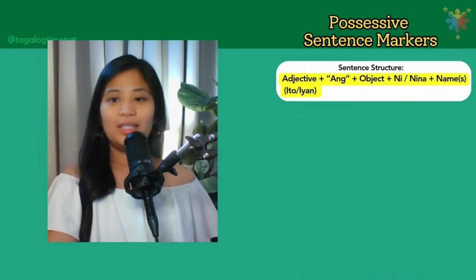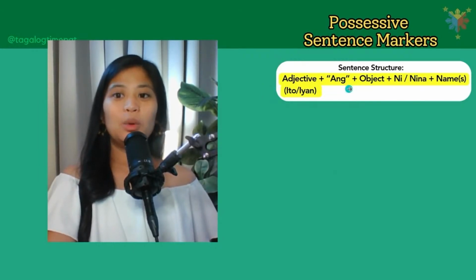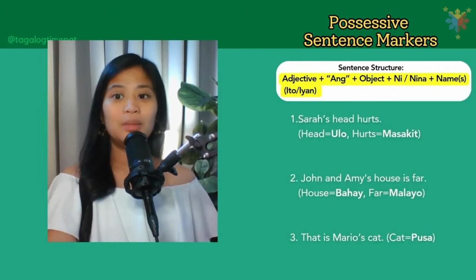All right, so this is that sentence structure I was just talking about. It's the adjective, plus it's the word ang, then it's the object, then it's ni or nina, and then the names go at the end. So here are some examples. Let's do number one together.